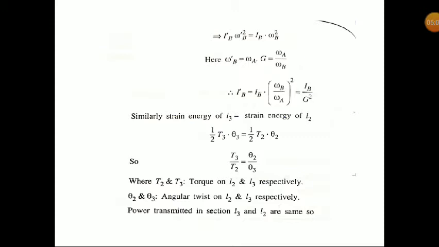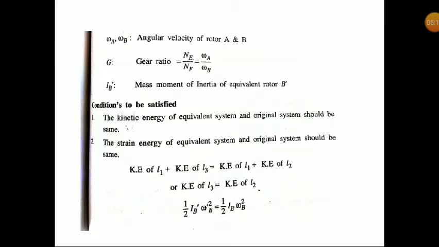So omega b dash is equal to omega a here. Clear? Omega b dash is equal to omega a, and g is equal to omega a by omega b. That is also clear. That is how you are getting omega b dash is equal to omega a.